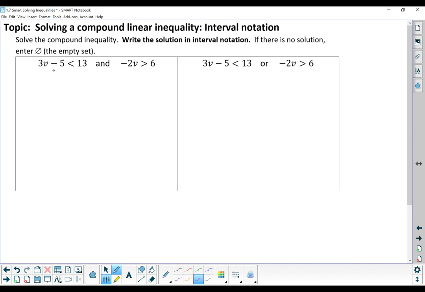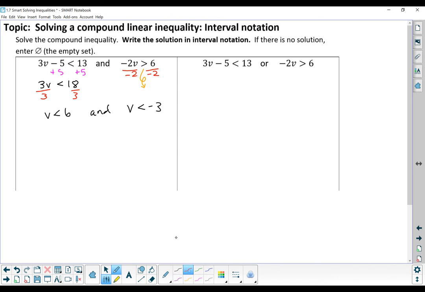So we would add 5 to both sides of that equation. We'll work this equation and then we'll work the other one. So we get 3v is less than 18. We divide by 3. Since we're dividing by a positive, there is no need to switch the direction of that inequality. So we get v is less than 6. And for our other equation, we need to divide by negative 2. In this case we are dividing by a negative, so we need to switch the direction there. So we get v is less than negative 3.